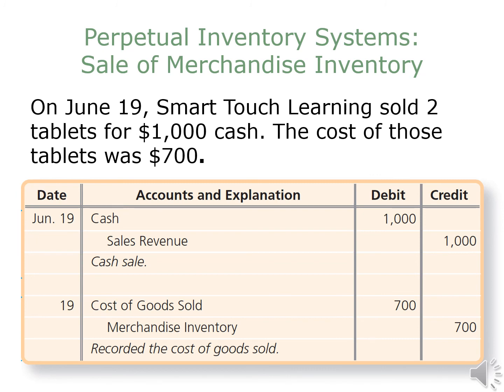Now for the inventory portion. We need to acknowledge that 2 of our tablets are no longer in inventory. They cost $350 a piece when we purchased them. So we will be crediting our merchandise inventory account for $700 to reflect those tablets no longer being here. We debit the account called cost of goods sold. This will show up on our income statement as a reduction to our sales revenue of $1,000 to show a gross profit of $300 on this sale.